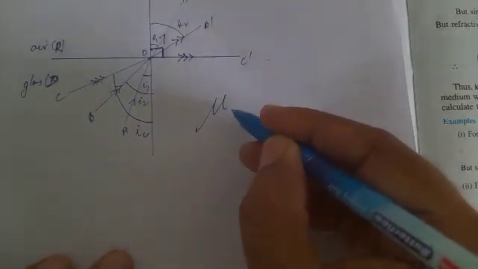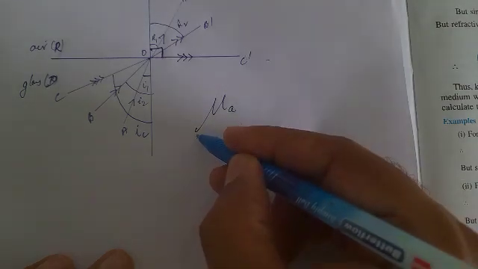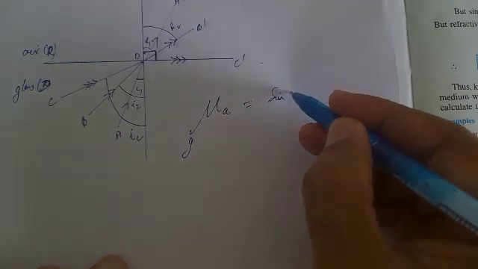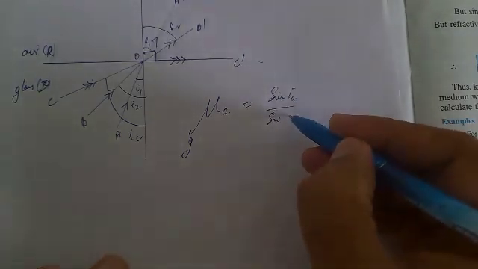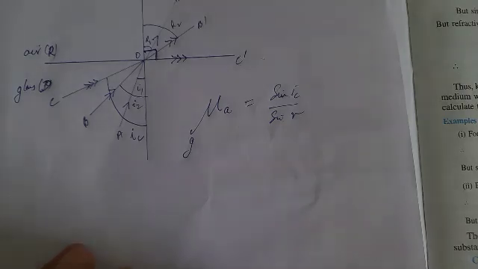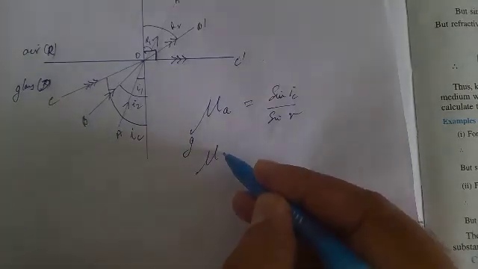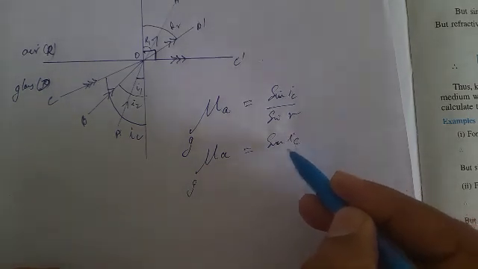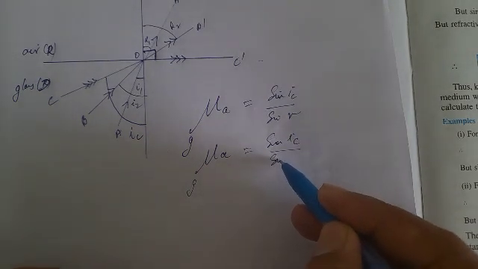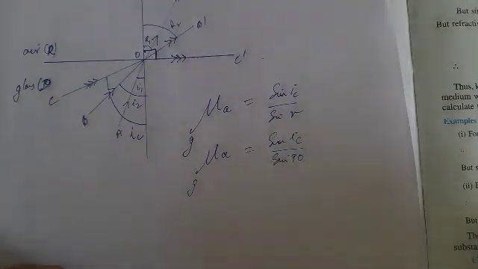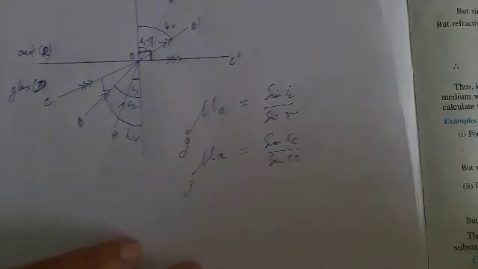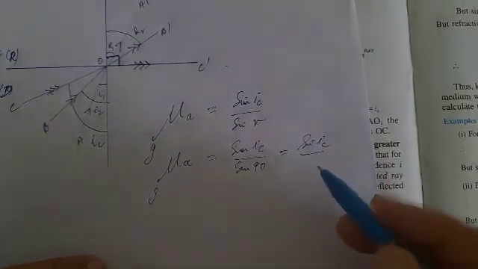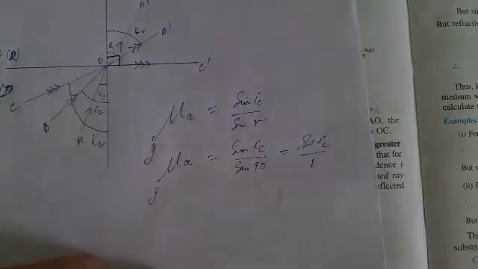So we write refractive index of air with respect to glass is sin i, or rather sin IC, by sin r. Is that okay? Now sin r over here, sin r is what? 90 degrees. Now sin 90 is 1. So this becomes sin IC, critical angle of incidence, by 1. Did you get that?